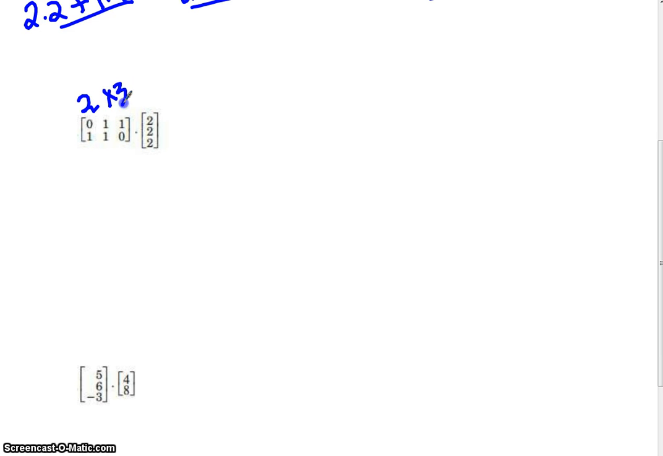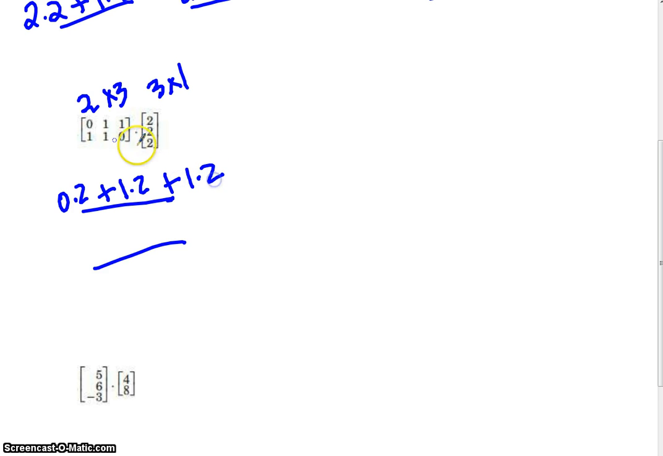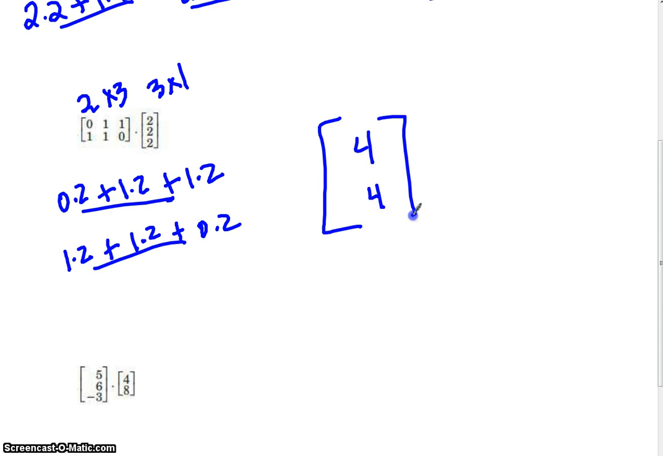All right, this one looks a little different, but check your dimensions. We have a 2 by 3. We have a 3 by 1, so yes, you can do it. It is a 2 by 1. So you're going to say 0 times 2 plus 1 times 2 plus 1 times 2, because it's row 1 times column 1. For row 2 times column 1, you're going to say 1 times 2 plus 1 times 2 plus 0 times 2. So your answer is going to be 0 plus 2 plus 2, which is 4, and 2 plus 2 plus 0, which is also 4. So 4 is your answer.